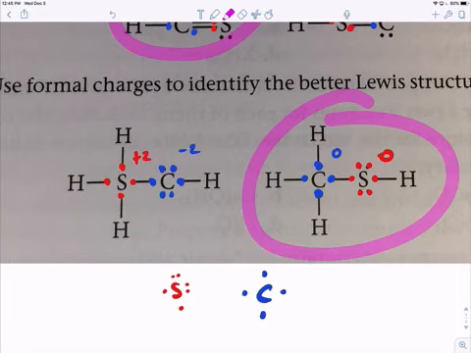And also, generally speaking, carbon tends to bond with 4. Nitrogen and phosphorus tend to bond with 3. Oxygen and sulfur tend to bond with 2. Halogens and hydrogen tend to bond with 1. So that's the other thing. That's the other hint to this: carbon bonding with 4 and sulfur bonding with 2 is the better one. So questions with this?